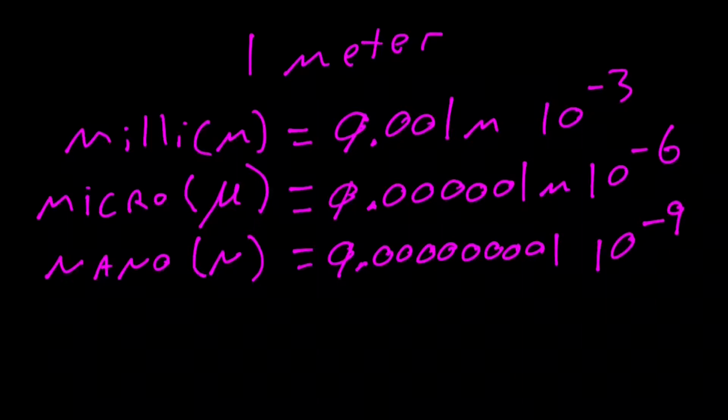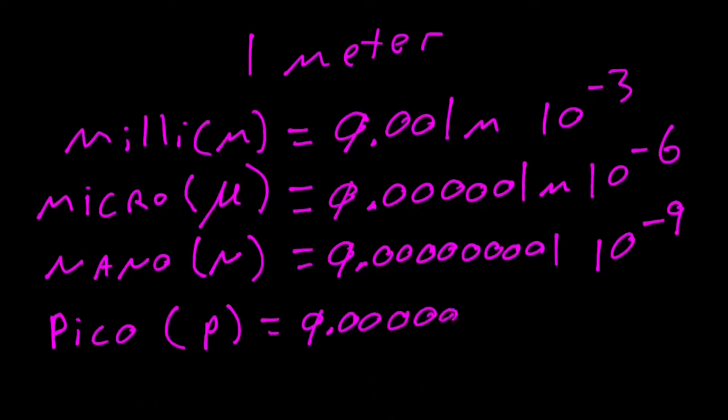And the last one we're going to cover is pico. So you may run into this with picofarads, which is a unit of capacitance. So pico, and a small p, and that is equal to 0.000000000001. Now I'm going to get confused with the zeros, but let's see how many zeros there are at the end. And hopefully that's going to be right, and that's 10 to the negative 12th.